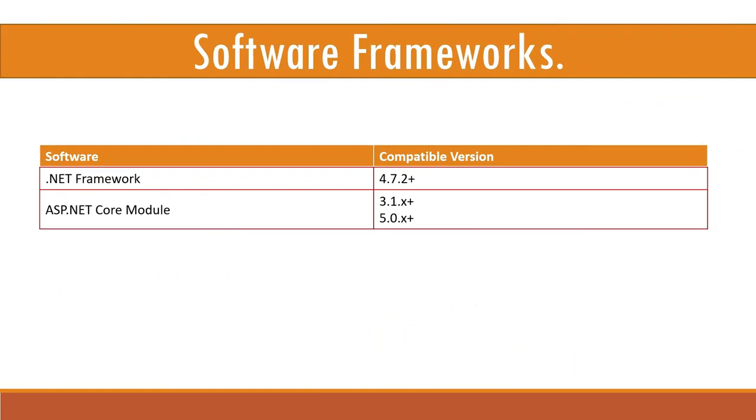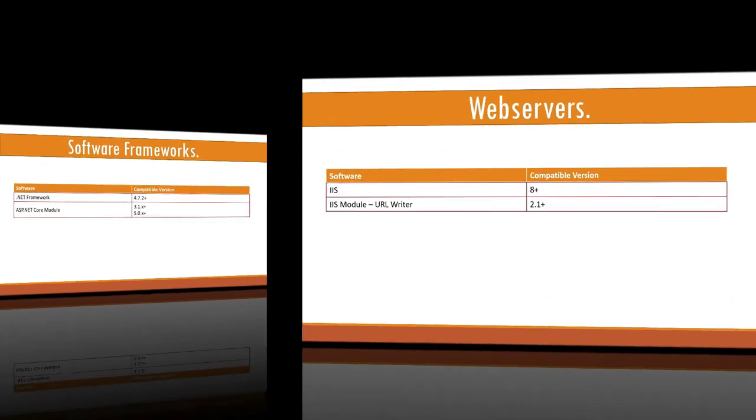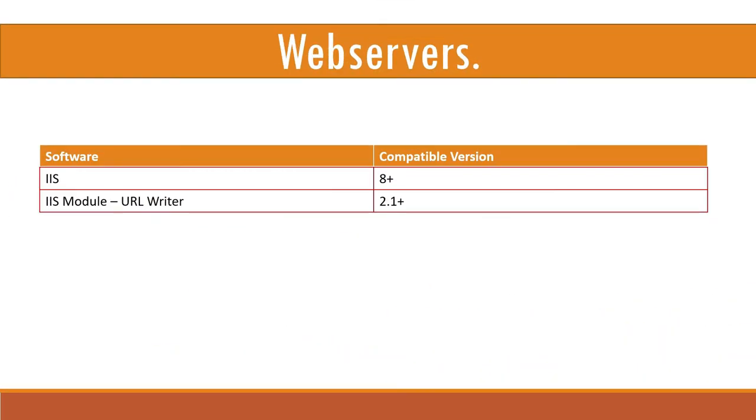Then next one is software frameworks. .NET Framework 4.7.2 or a higher version is needed, and ASP.NET Core Module 3.1.x plus and 5.0.x plus. These two ASP.NET Core modules are needed to install the Orchestrator. Then we also need a web server, that is IIS, Internet Information Server, and the compatible version is 8 plus. And apart from this, the IIS module URL Rewrite is also needed, and the compatible version is 2.1 plus.